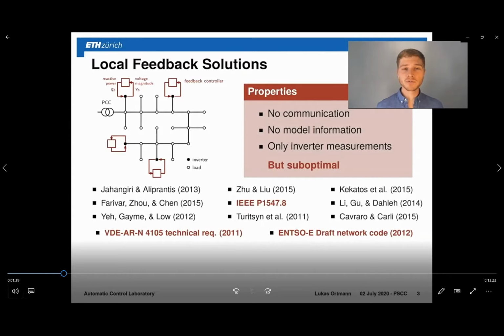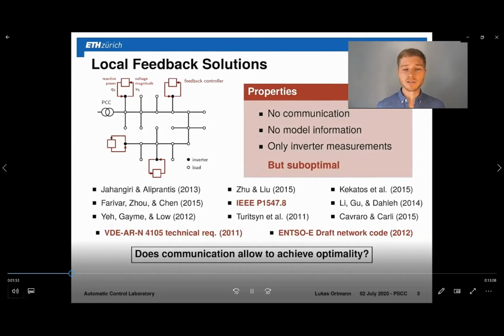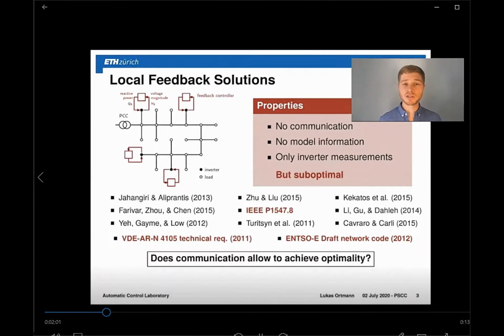There are quite a few papers out there that do this local control, and the three I highlighted here are actually the grid code. So manufacturers of inverters are actually asked to include local controllers for their reactive power set points. And the question that we're asking ourselves is, does communication allow to achieve optimality, which these local controllers don't have? From other papers, we see, yes, that is the case.